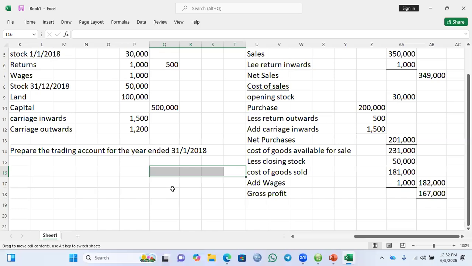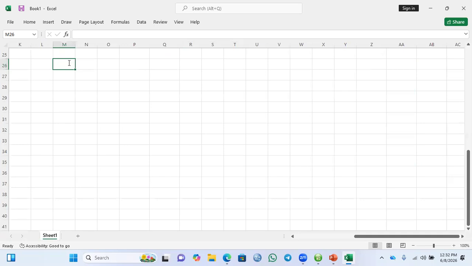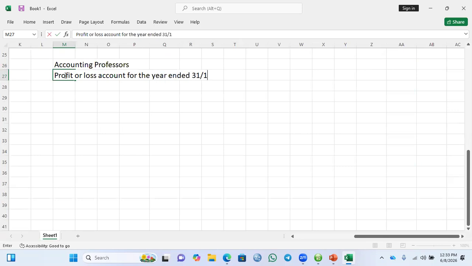So how many of you determined the gross profit before continuing, or it didn't come to mind? You see, when I say, okay. No, it didn't come to mind. Fine. Okay. So Accounting Professors Enterprise, you are preparing a profit or loss account for the year ended 31st December 2014, I think. Let me check.